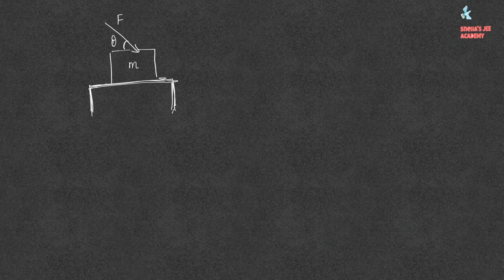Let's look at a simple sum. Over here we have a block which has mass m, and there's a slanting force applied on it. The force is 10 Newton, and the angle at which the force is applied is theta. Now let's draw a force diagram. This is the normal force acting, this is mg, and this is F.